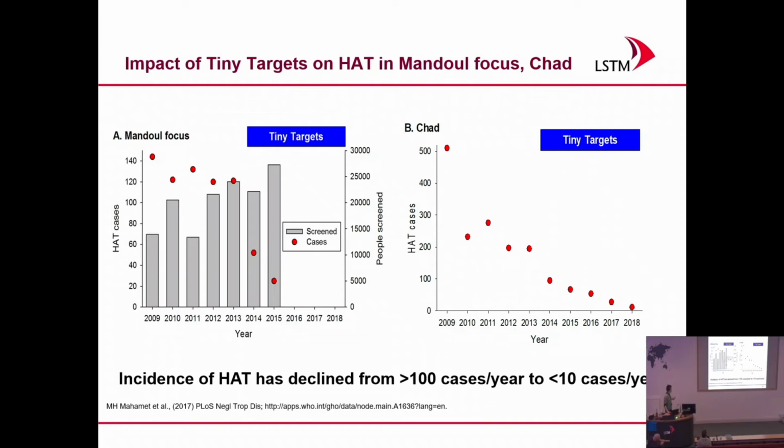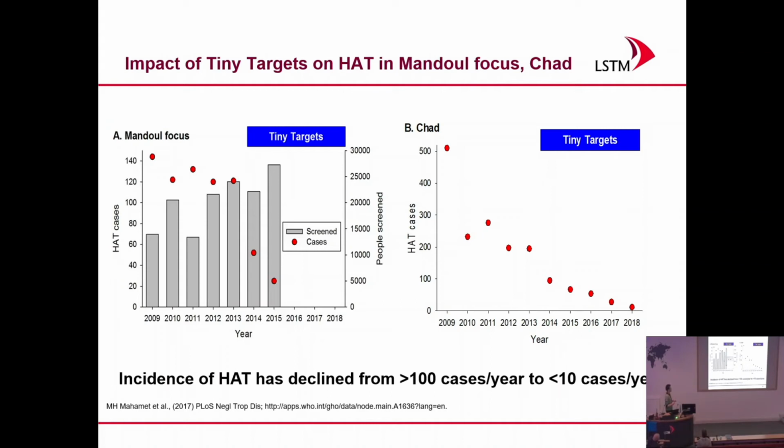And then here, the graph on the left shows the number of HAT cases in the Mandoul focus, and also the number of people that have been screened. So we can see that before tiny targets were introduced, we were getting between 120 and 140 cases. Tiny targets came in 2014, and we can see that there is a reduction in cases, down to about 45 in 2014, and then down to 20 in 2015. And this decline has continued since then, and screening has maintained at the same kind of level.